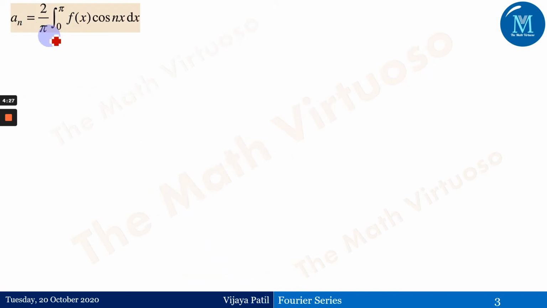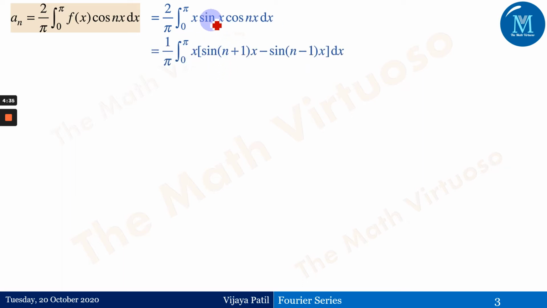This is the formula for 2 by pi integration 0 to pi f of x cos of nx. We have got f of x as x sine of x cos of nx dx. And this is sine of a, this is also something we have done many more times. That is sine a into cos of b. Sine a into cos of b would give me 1 by 2 times sine of a plus b minus sine of a minus b, where capital A is x and capital B is nx, right?